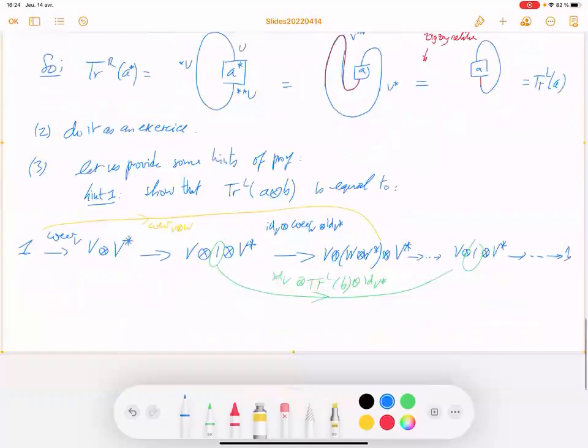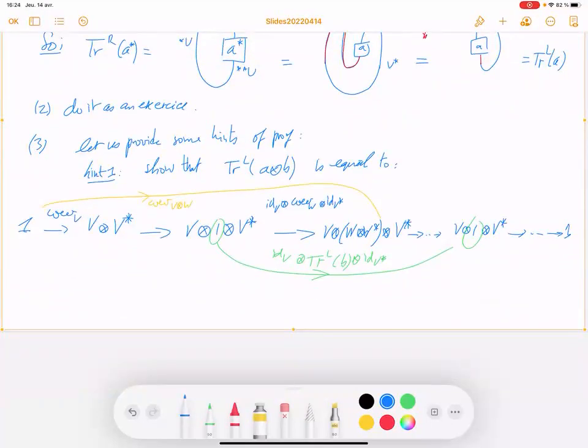This is the first hint. And the second hint is, in fact, that will be the left trace of A times the left trace of B by the second hint. The second hint is the following.